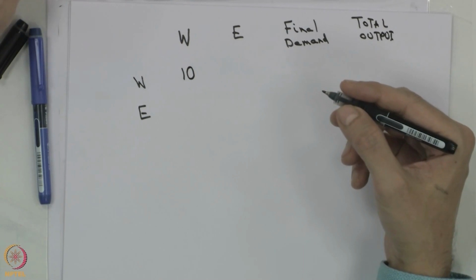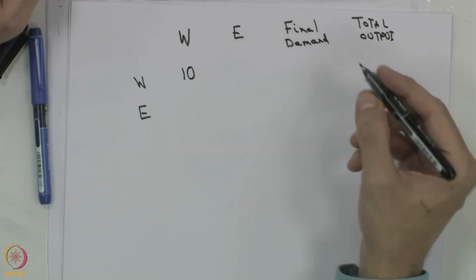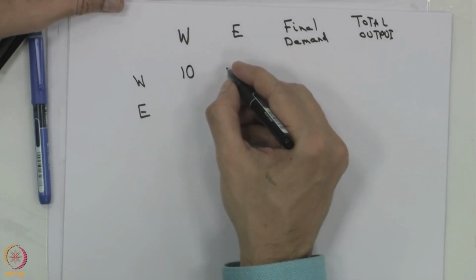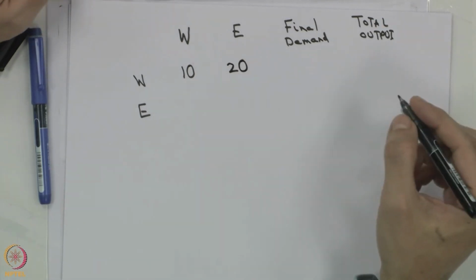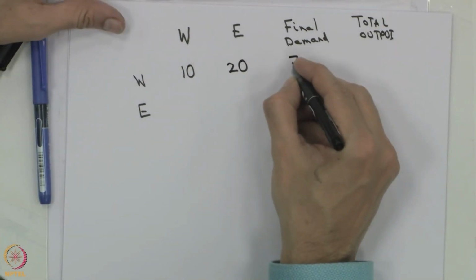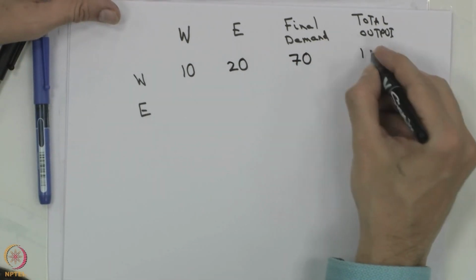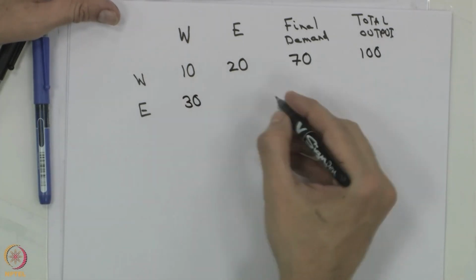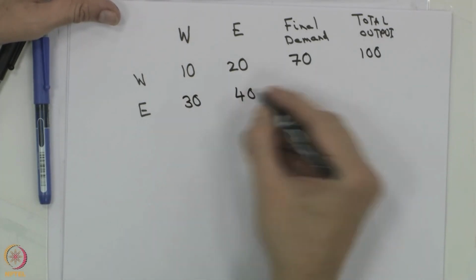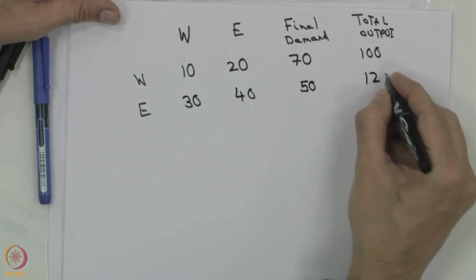So in this case, if you see, $10 million of widgets being used for making the widgets, and $10 million of widgets being used for the $20 million for the energy sector, and 70 is the final demand for widgets. So total, when we add it up, this is $100 million. And in this case it's 30, this is 40, and this is 50, this is 120.